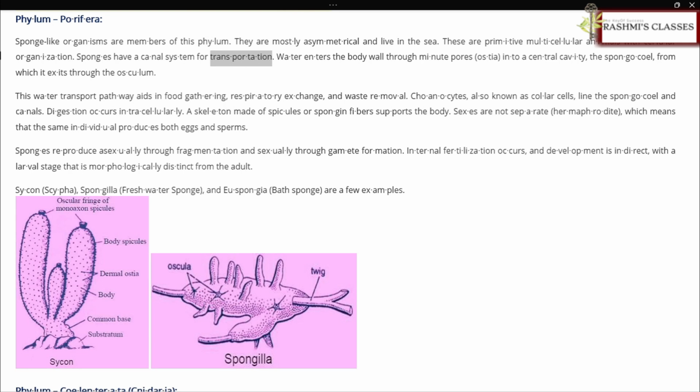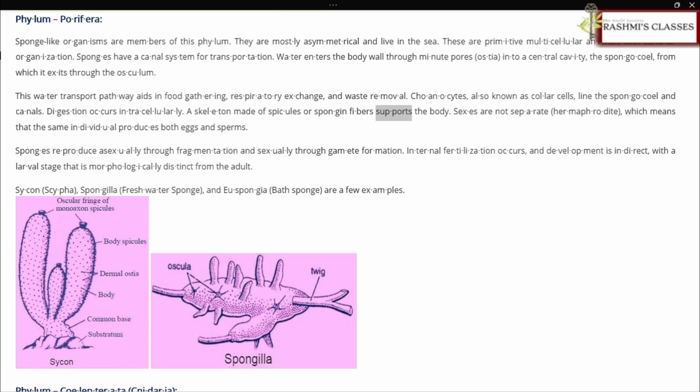Water enters the body wall through minute pores, ostia, into a central cavity, the spongocoel, from which it exits through the osculum. This water transport pathway aids in food gathering, respiratory exchange, and waste removal. Choanocytes, also known as collar cells, line the spongocoel and canals. Digestion occurs intracellularly. A skeleton made of spicules or spongin fibers supports the body.